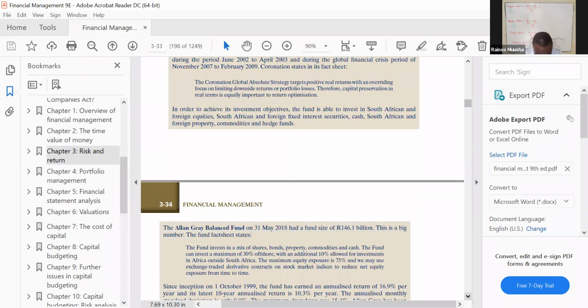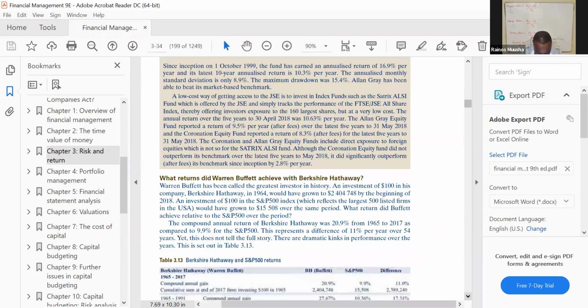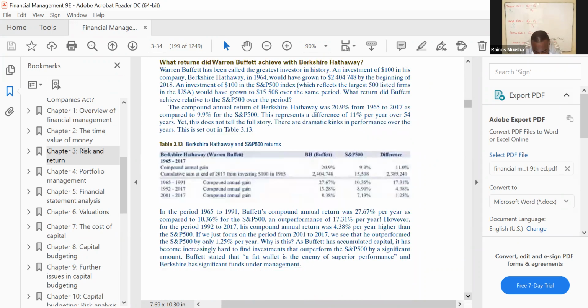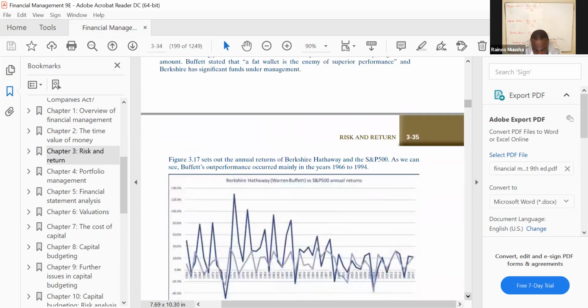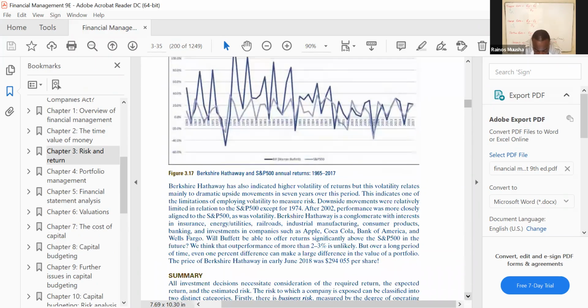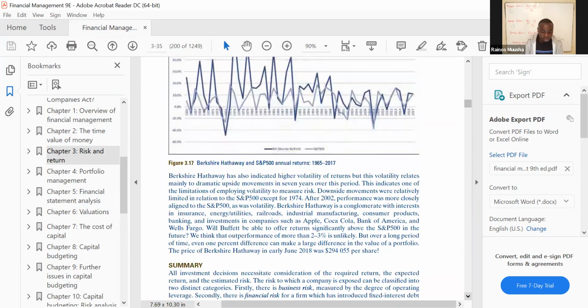After this section, they give us that example of the unit trust investments. Don't worry much about it. What returns did Warren Buffett achieve with Berkshire Hathaway? Yes, from a practical perspective in the real world, you need to know that. But for the sake of the exam, we're not going to worry much about it. And the performance of Berkshire Hathaway from 1965 to 2017 as well. Yes, from a practical perspective, you need to know it for interest's sake, but for the sake of the exam, you don't have to worry much about it.